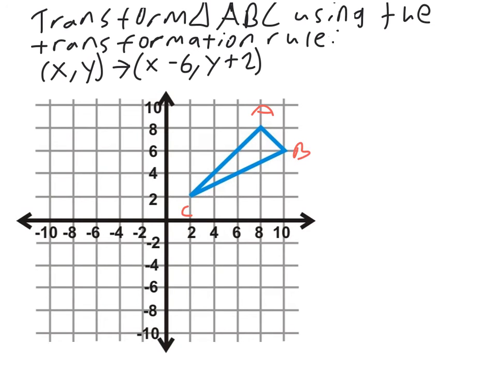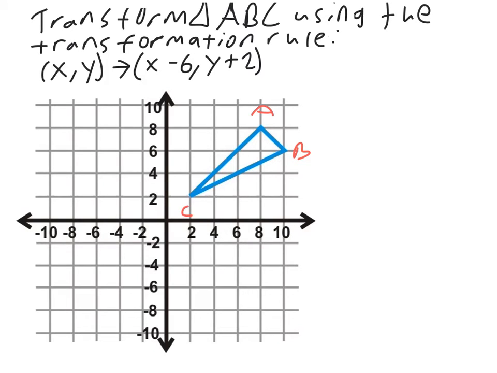For this example, we're going to transform triangle ABC using the transformation rule that they give us. And in this case, they say (x, y) transforms to (x minus 6, y plus 2). What that means is, for every point on that shape, we will move horizontally to the left 6 units, because it's negative 6, so we'll move to the negative side. So we'll move left 6 units and up 2 units because it's plus 2. So remember, x is horizontal movement, y is vertical movement.